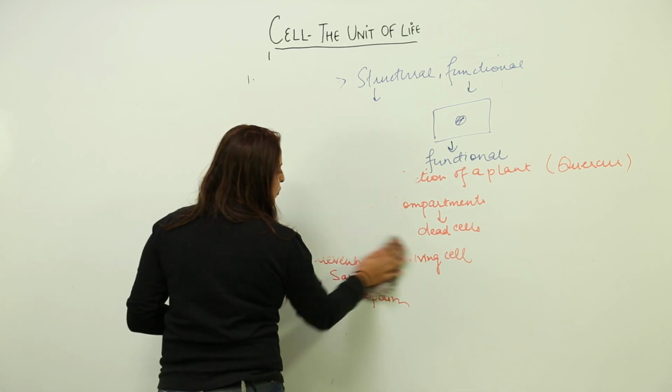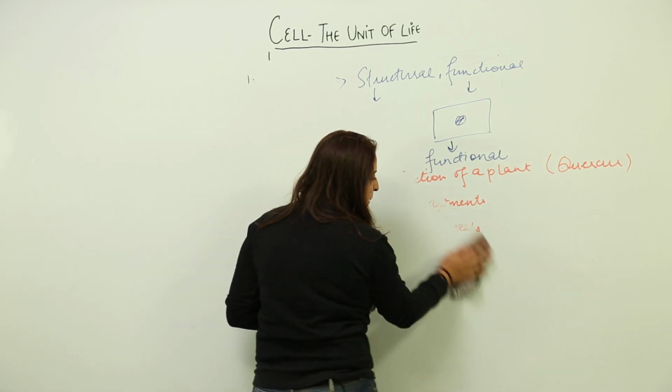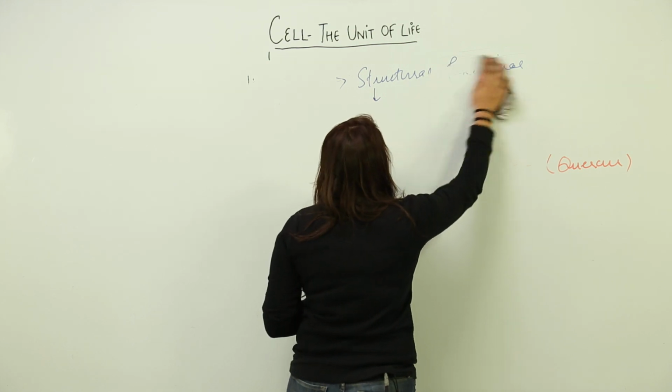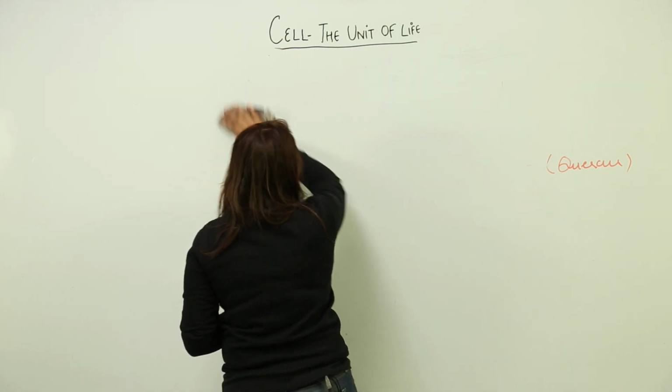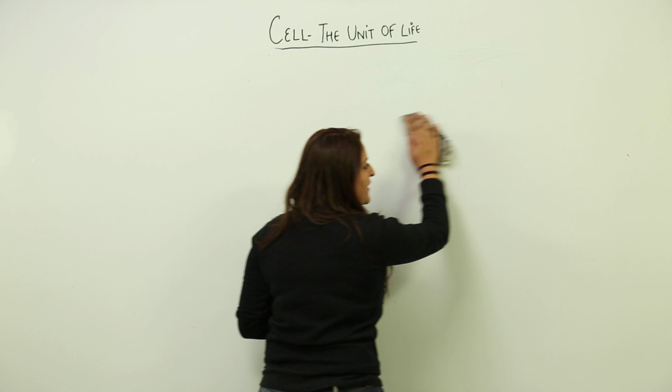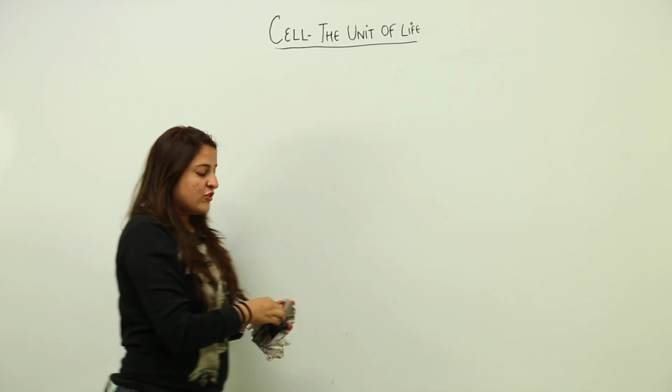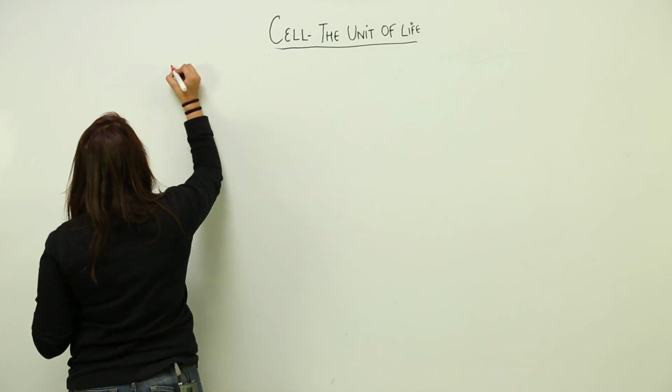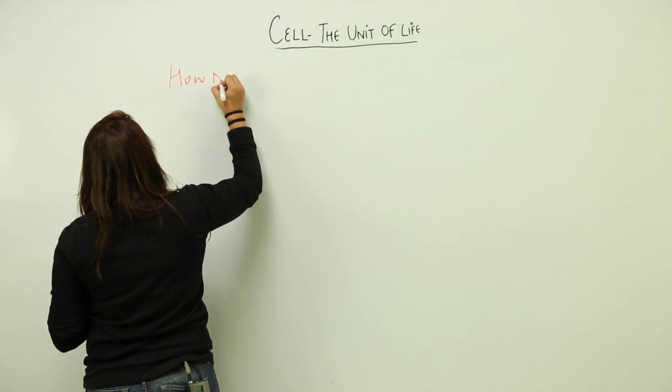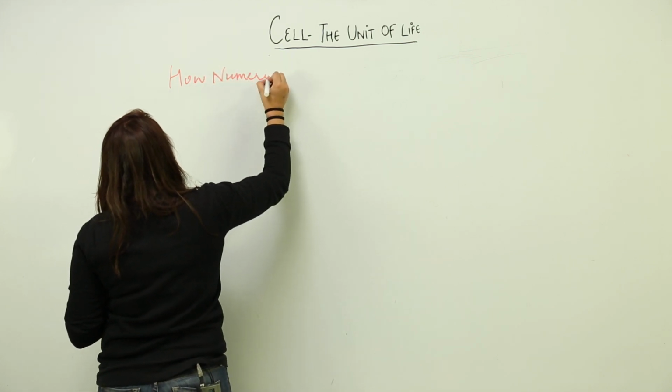Now let us move on to the various sizes and shapes of cells. Before discussing various sizes and shapes of cells, let us first discuss how numerous these cells are. How many cells are present in a body? That means how many cells are actually present in a body.